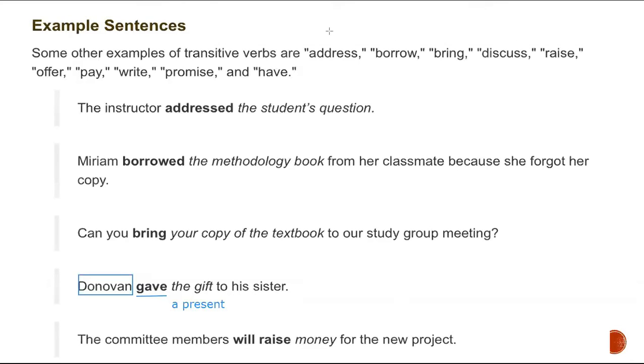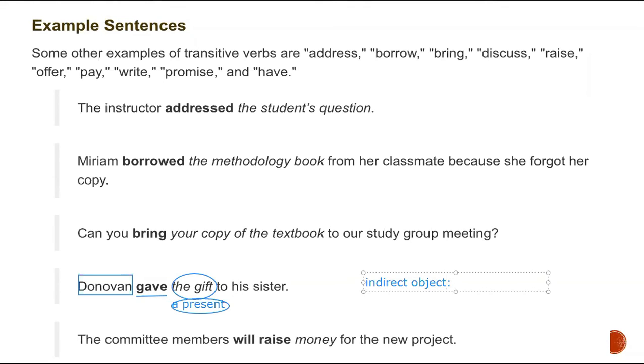So in this case, which is gonna be the difference? I'm gonna explain it right now. A present will be our direct object. Now let's see the sentence that is above. Donovan gave what? A gift. The gift. This will be our direct object. But now we're gonna see something else. We also have indirect objects.